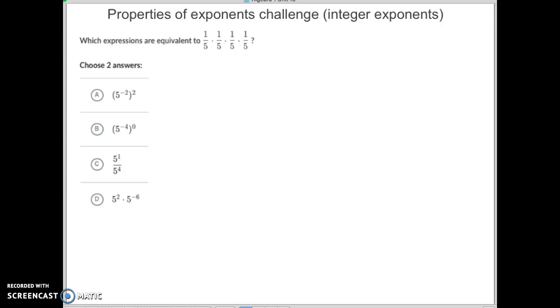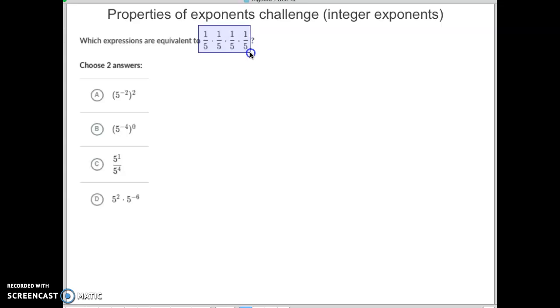So it's really taking everything you've learned so far and just making sure you know how to manipulate all the different exponents in their different ways. So let's get started here. We start with this problem right here.